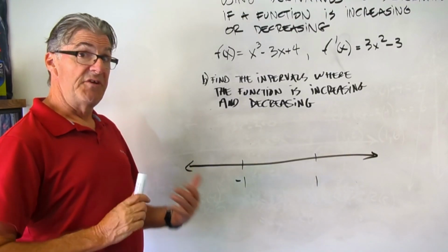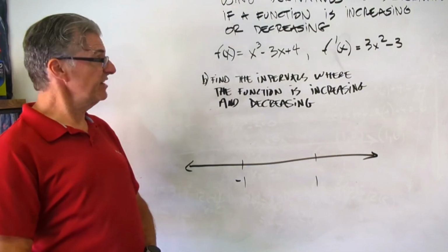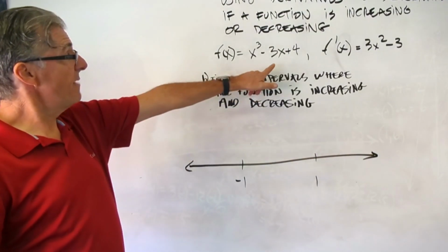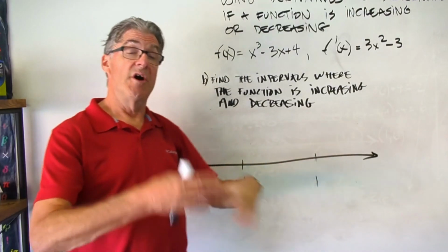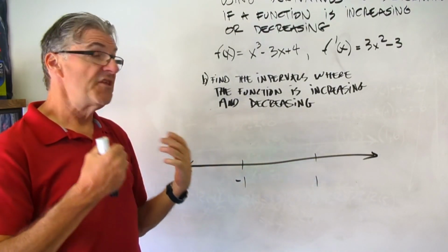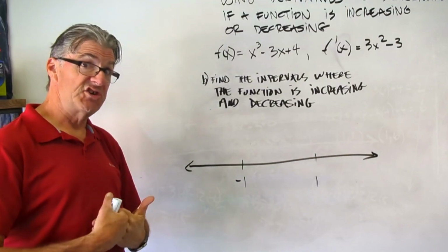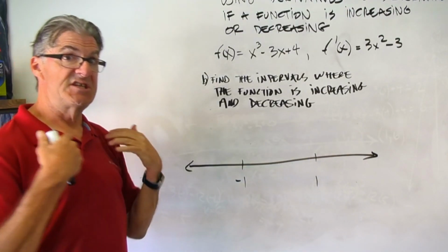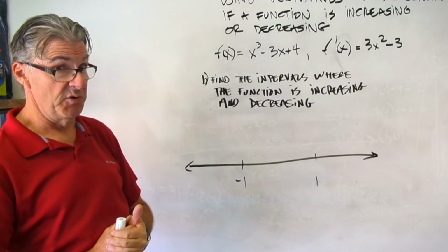All right, so now we're going to find out where the function is increasing and decreasing. So check this out. Got my original function. I went ahead and moved my derivative function up here. So to review, where the derivative function's value is negative, the function is decreasing. Where the derivative function's value is 0, we have a turning point.